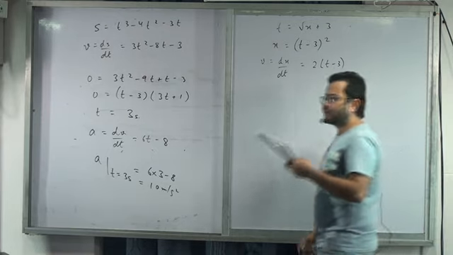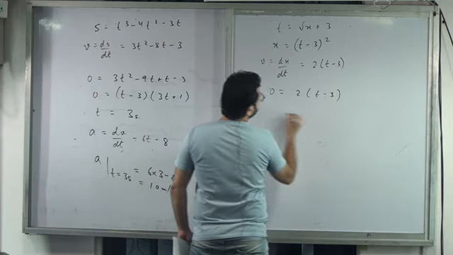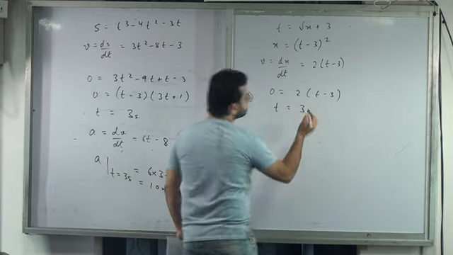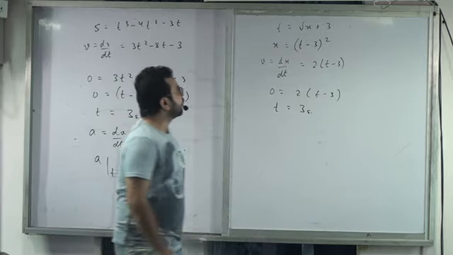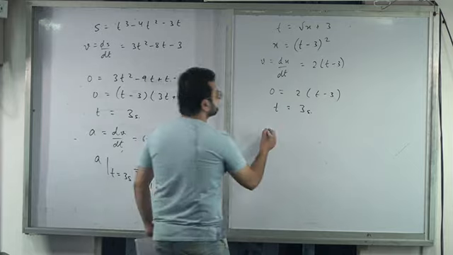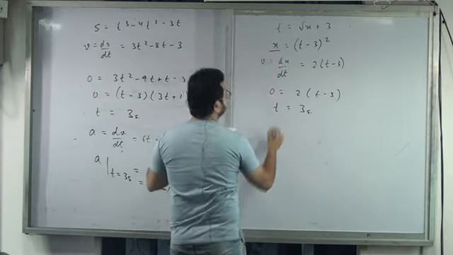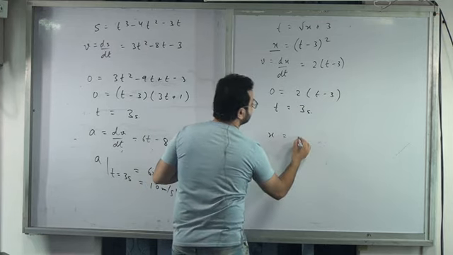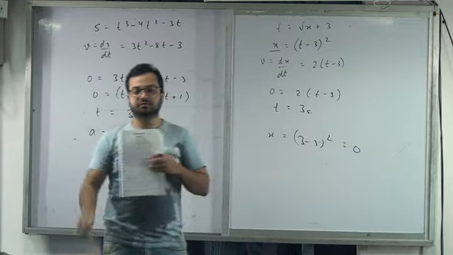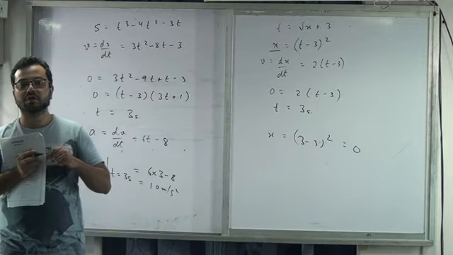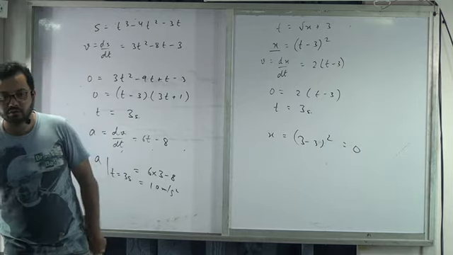So what is asked? When is the velocity 0? So I'll put 0 is equal to 2 into (t minus 3). So the velocity is 0 at t is equal to 3 seconds. Is that right? Okay. Now what is the displacement? I'll find the position. So x is equal to (3 minus 3) square. So that will give me 0. So when the velocity is 0, the position again becomes 0. So what is the displacement? 0.